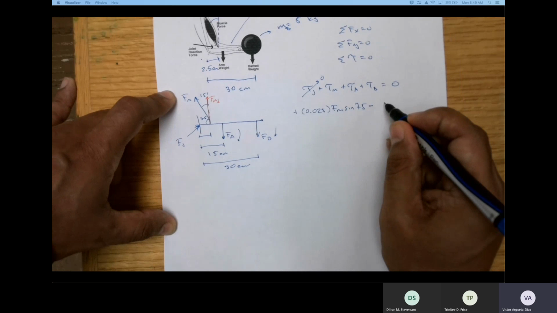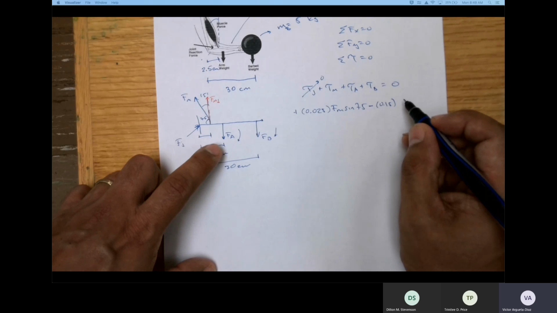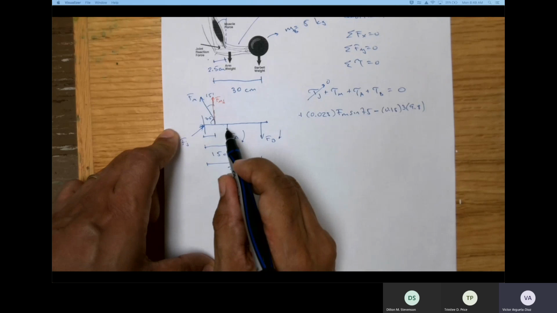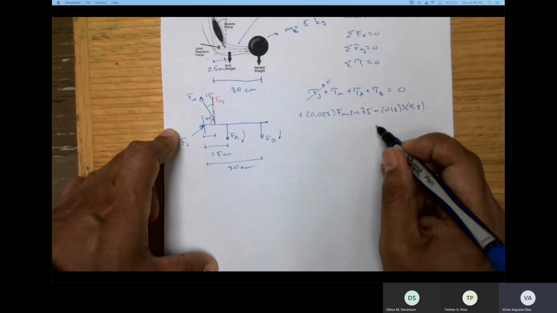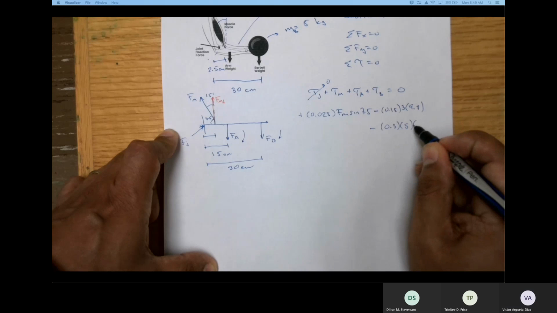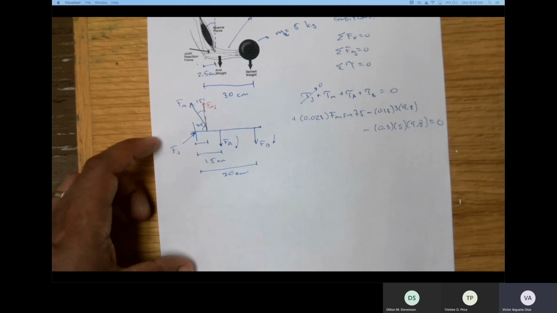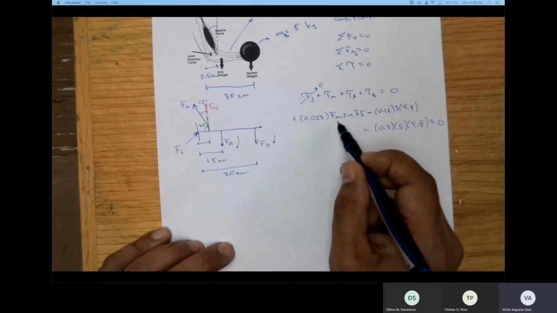So I'm going to have 0.15, and the force of the arm is going to be 3 times 9.8. The angle between this force and the arm is 90 degrees, so sine of 90 is going to be 1, so we don't do anything there. And then the last term is going to be 0.3 times 5 times 9.8, and that's going to be equal to 0. Oh, the 3 comes from the mass of the arm. Yeah. And from there, I can solve for the force.